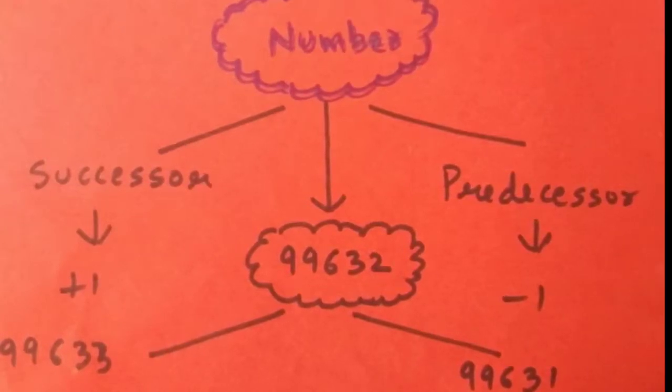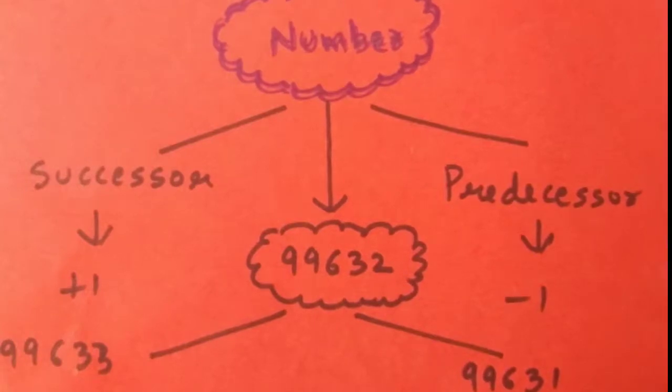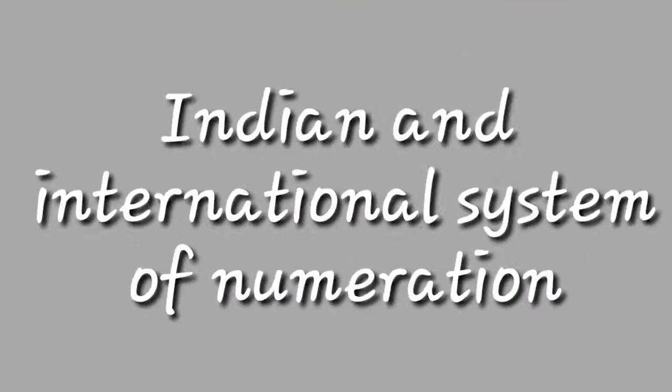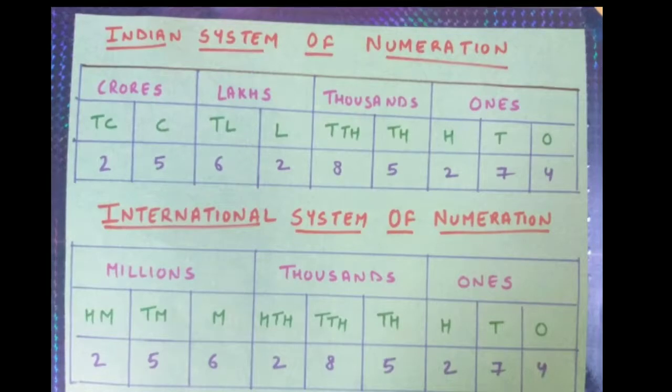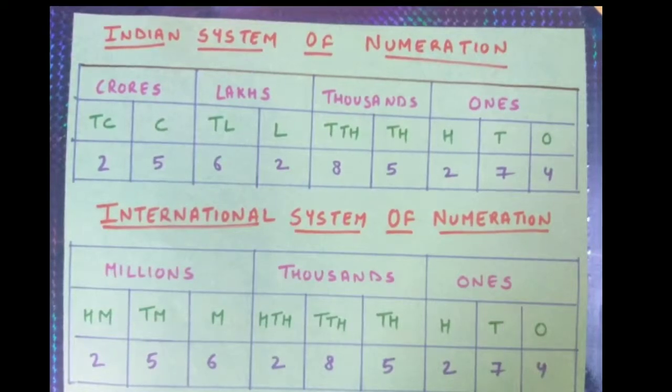Now today we are going to move to our next concepts. Okay, so the first topic for today is the Indian and international systems of numeration. We follow the Indian system of numeration and use the Indian place value chart. Most countries outside India use the international system of numeration. Now just take a look at the difference between the Indian and international systems of numeration.